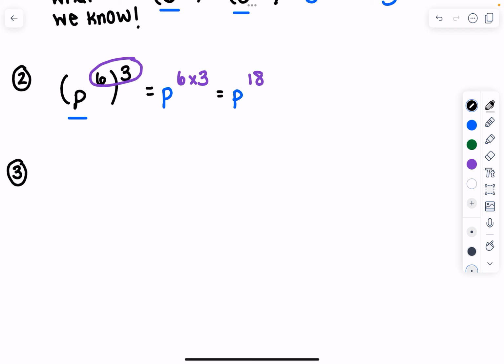Let's try another one. So what about if we have a coefficient?